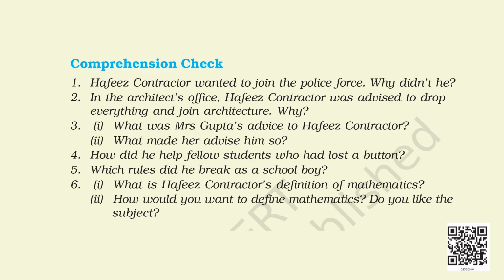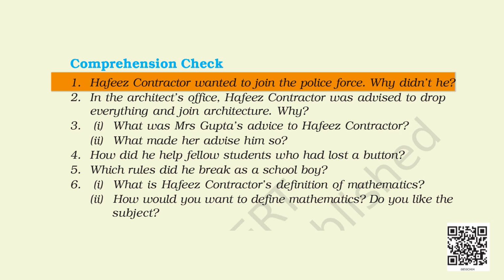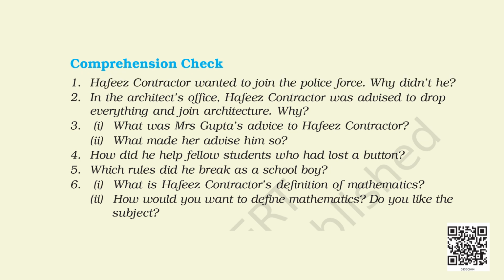Okay, let's take a look at the comprehension questions now. It says comprehension check. Look at all these questions. Hafiz contractor wanted to join the police force. Why didn't he? And so on. You can look at all that. But I want you to look at question number 6 in particular. It says, what is Hafiz contractor's definition of mathematics?